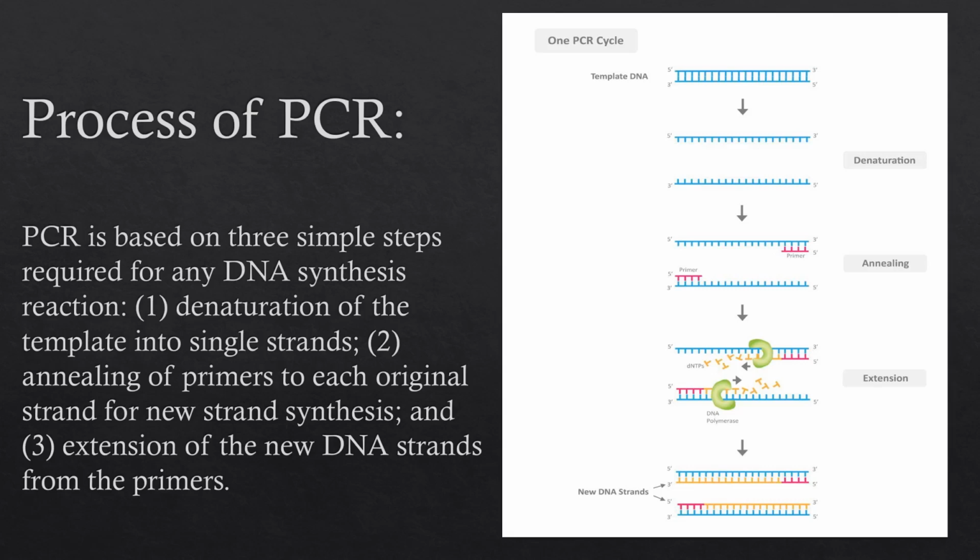This is termed as denaturation of double-stranded DNA. Step 2. Annealing. The sample mixture is then cooled to between 50 to 60 degrees centigrade, allowing the DNA primers and the DNA polymerase enzyme to bind to the individual strands of DNA that were separated by the heating. This is termed annealing of the primers.